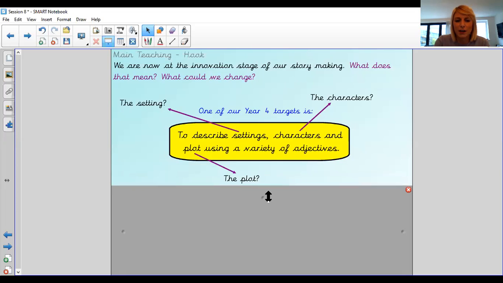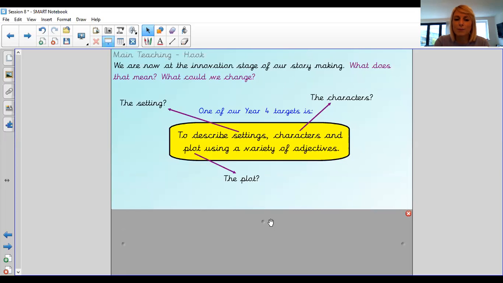Here's a Year 4 target, okay? So in Year 4, we need to be able to describe settings, characters, plot, using a variety of adjectives.